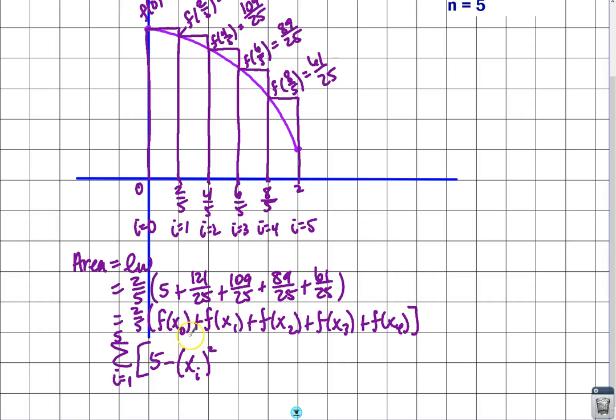I need this guy right here. So if I do a minus 1 right here, that kicks me back to where I start at x equals 0, and x equals 1, 2, 3, and then up to 4. And then I multiply by 2/5, which is my delta x. So this was specifically this function.